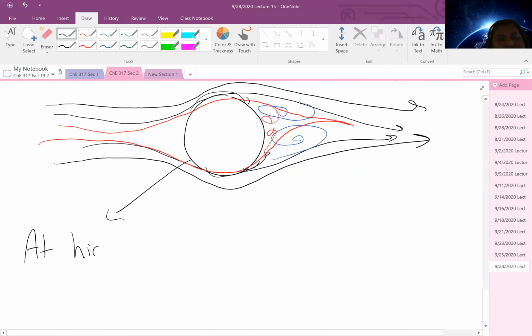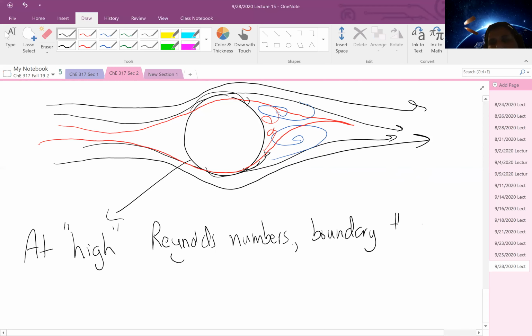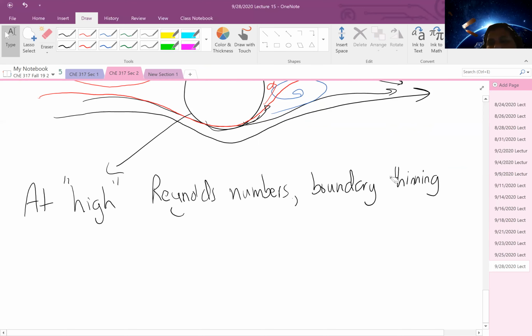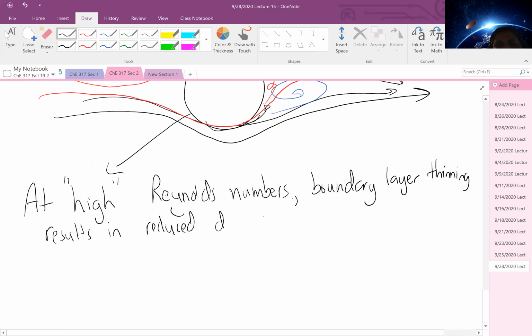So to summarize, I would say at high Reynolds numbers, boundary layer thinning results in a reduced drag coefficient and drag force.